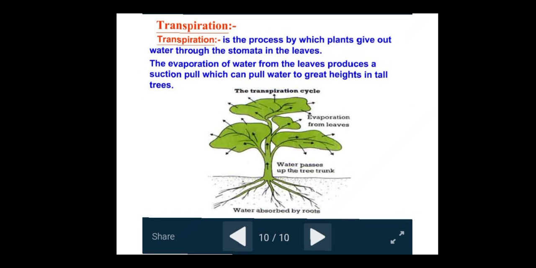So what is transpiration? This is an important term. Transpiration is a process by which plants give out water through the stomata in the leaves. The evaporation of water from the leaves produces a suction pull which can pull water to a great height in a tall tree. So how is water reached from the roots to the leaves and the stomata present in the leaves? Due to the transpiration process, the evaporation of the water from the leaves produces a suction pull, and this pulls the water to a great height in the tall tree.